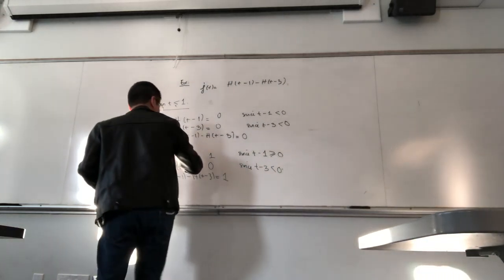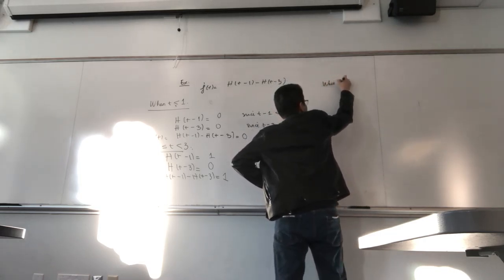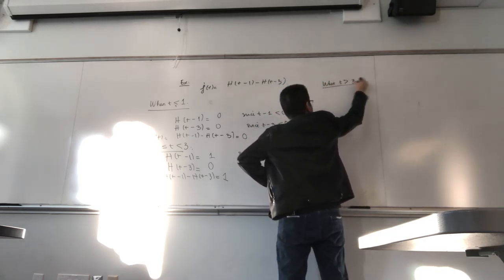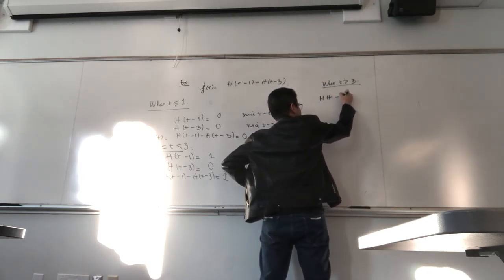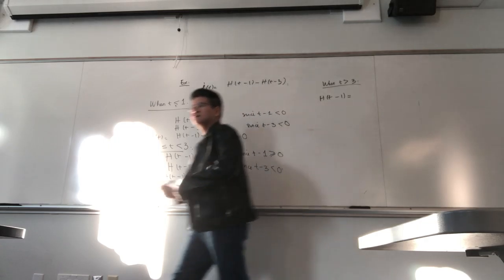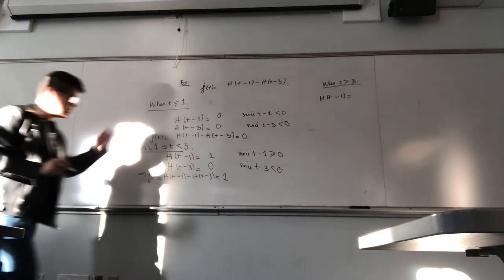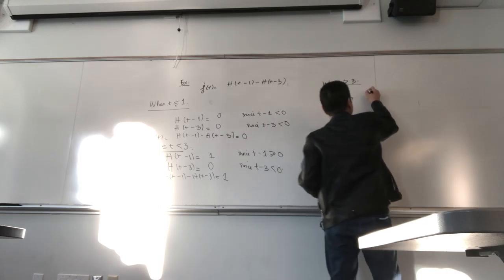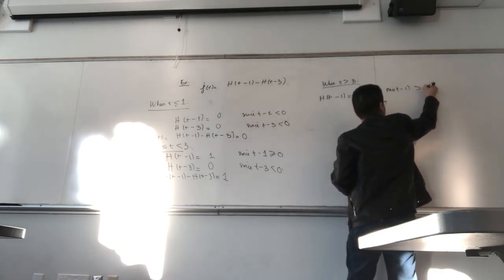So this is the second case. The third case, when t is bigger than 3. So when t is bigger than 3, what is the value of h of t minus 1? Yes, 1. So in this case, the h of t minus 1 will still be 1, since t minus 1 is bigger than 0.